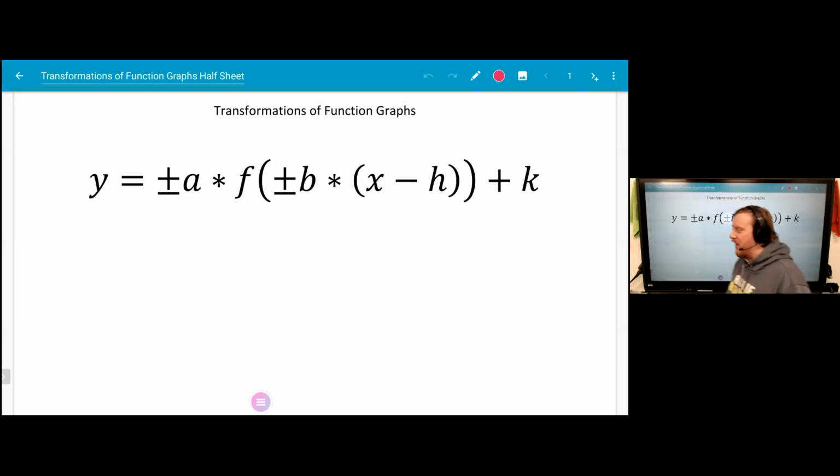Yes, I know it's a full sheet. I'm going to make notes on the top. You can make notes on the bottom one if you want. Here is what we're getting at.